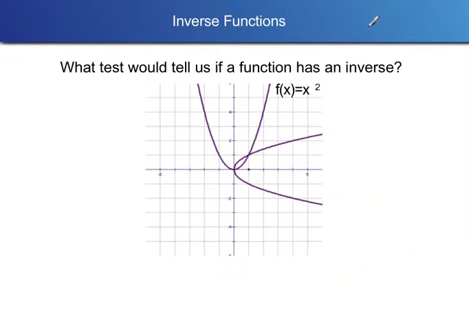Now, what test would tell us if the function has an inverse? Well, in order to have an inverse, you have to be 1 to 1. So, the test that would tell me would be the horizontal line test. If a function passes the horizontal line test, then it has an inverse.